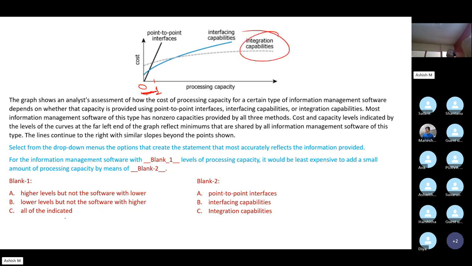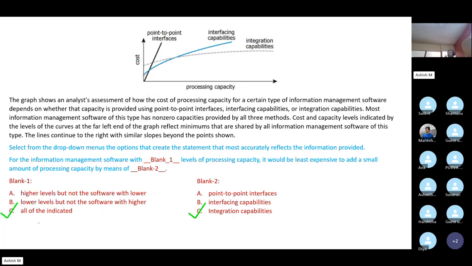Again, integration capacity is the lowest. If you look at it, notice at this point also, the slope of integration capability is like this. The slope of point-to-point interfaces anyway is this. And what is the slope of interfacing capabilities? Notice it would be like this. So clearly this one is the lowest, and hence the answer would be this, at all of the indicated.